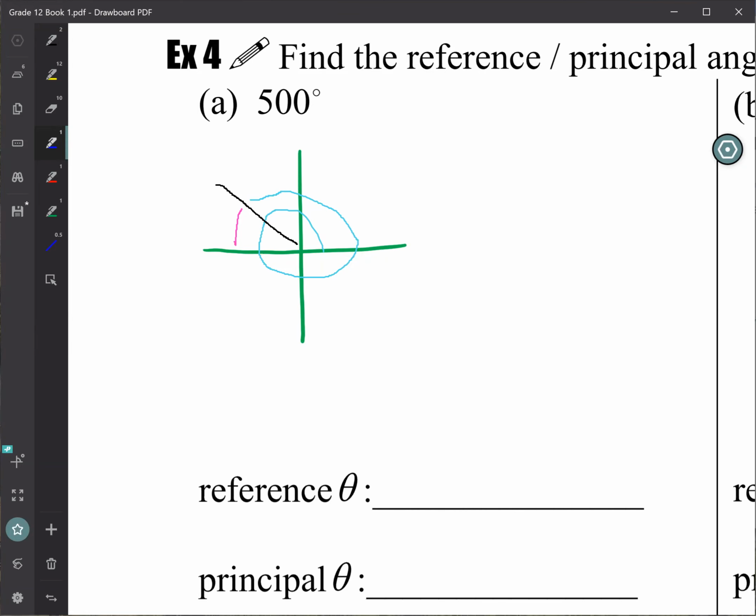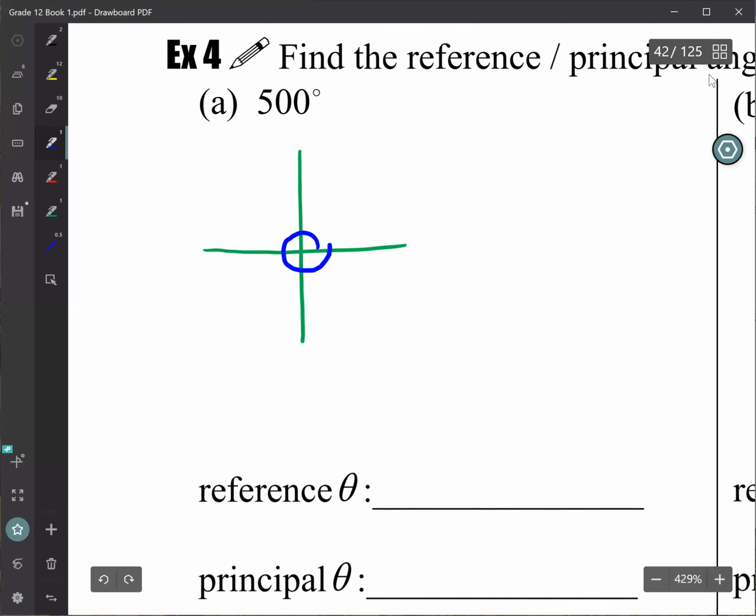So I'm going to clear the screen here. So we'll be turning 360 and then 140 more, right? So the leftover here is the reference angle. The symbol we use for the reference angle is theta r, okay? So theta r equals 40 degrees. Okay, let's move on to the next one.